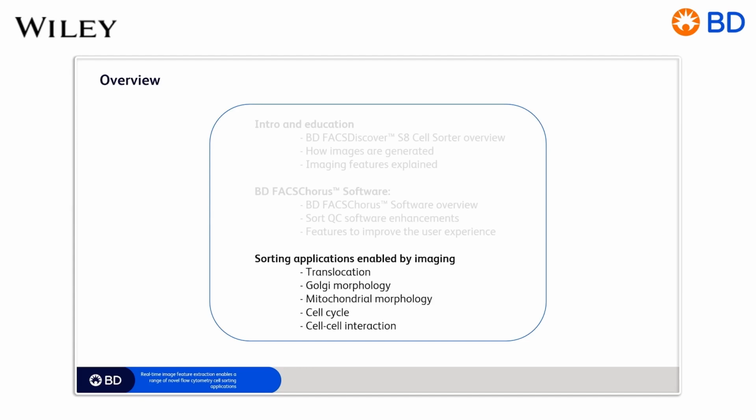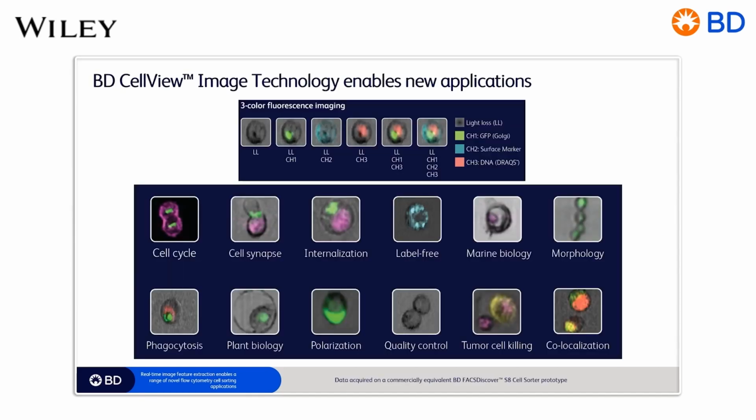So let's transition to the applications part of the talk. This is kind of a laundry list of applications that we feel might benefit from imaging, either making these types of applications a little easier to do or enabling a new category of applications. I'm not going to talk about all these applications today. I've chosen a subset. The first one we're going to talk about is nuclear translocation.